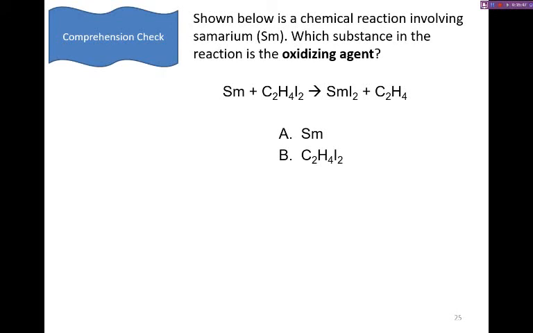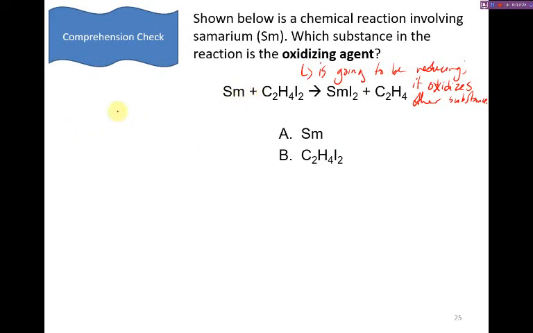Welcome back. So shown below is a chemical reaction involving samarium, Sm. Which substance in the reaction is the oxidizing agent? Well, remember, the oxidizing agent is going to be reduced. It oxidizes the other substance. So the best way to figure this out is to determine what are the oxidation states and how are they changing.